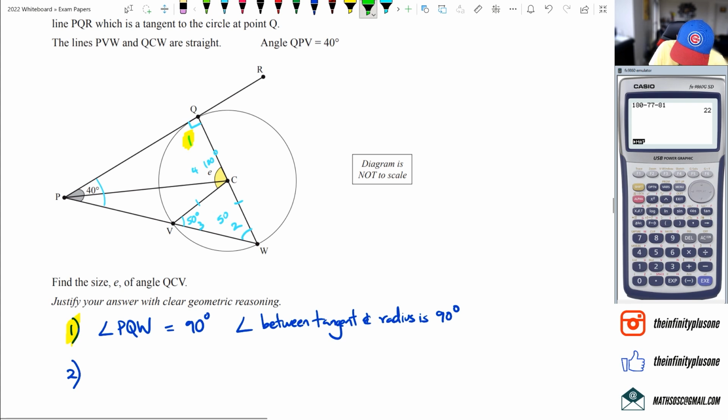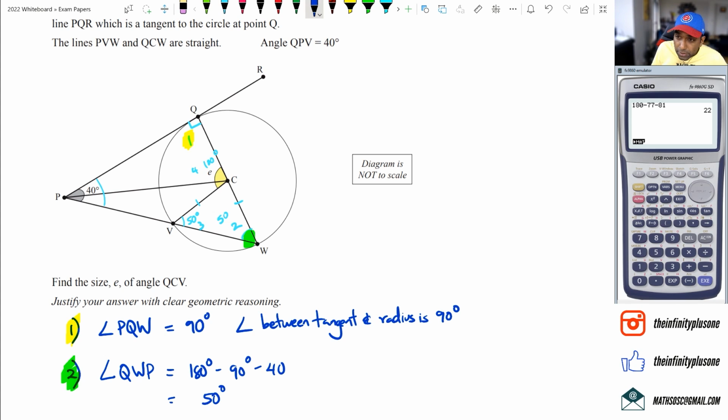Number 2 happens to be this thing right here. I just realized you guys can't see that shading. Let me just get rid of that. Okay, so number 2 is this angle here, so that's angle QWP. Yep. So QWP is going to be 180, take away 90, take away 40, which equals to 50 degrees, and that's because that's angles in a triangle.